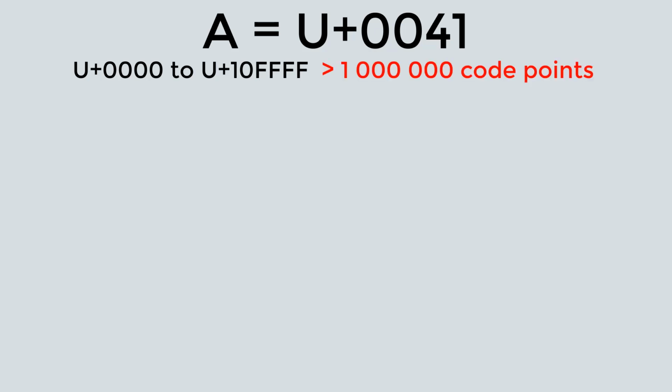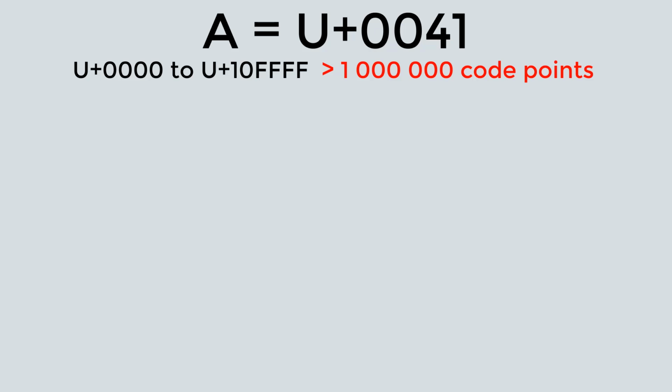Unicode defines a code space extending from U plus 0000 to U plus 10FFFF. This gives us more than 1 million possible code points. Not every position is assigned to a character, but the space is large enough to support writing systems and symbols from around the world.